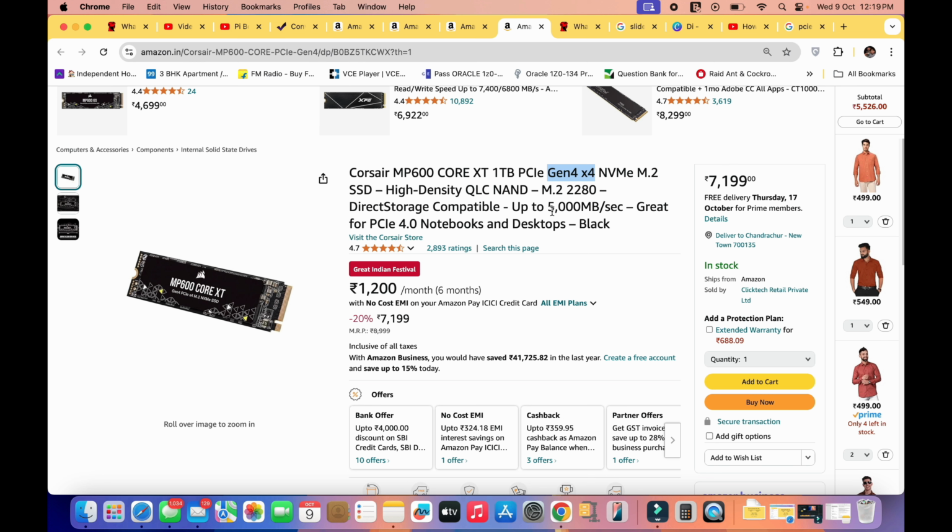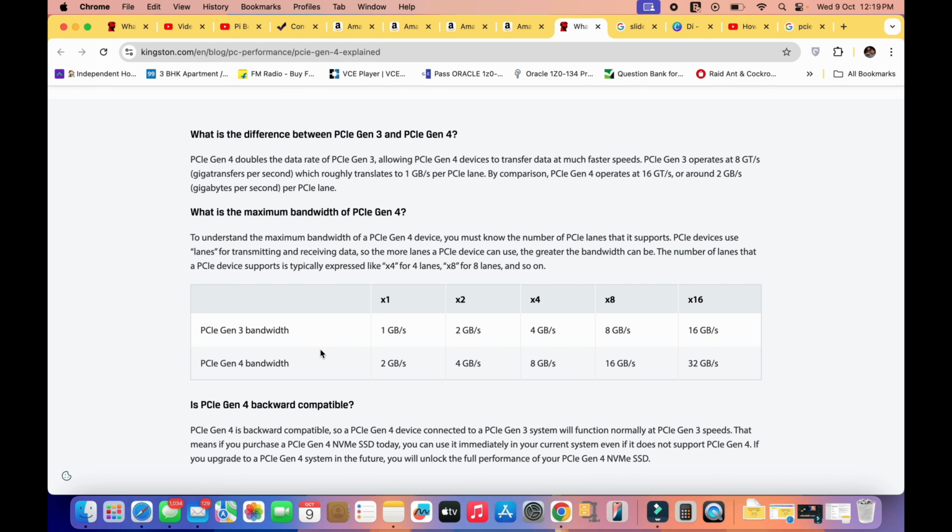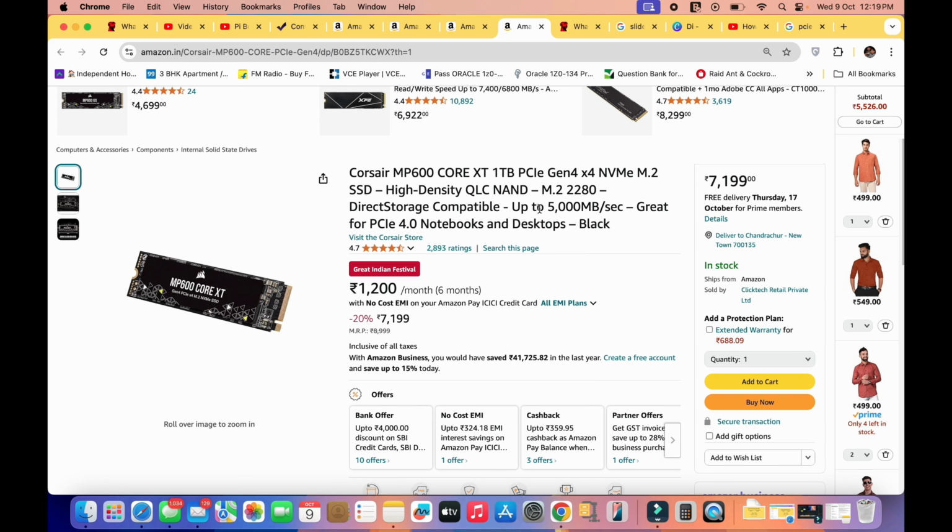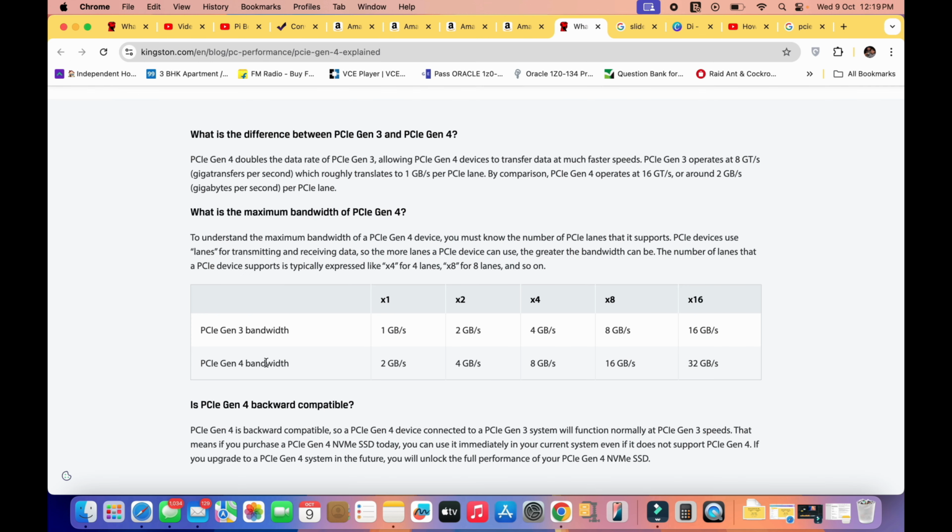Now I am not going to debate the speed, because on the Kingston side the speed has been mentioned differently. For this SSD card they are claiming 5 Gbps, which is way below what Kingston mentioned on their web page. But for illustration purposes, let us understand the difference between PCIe Gen 3 and PCIe Gen 4. In PCIe 3, with one lane you can achieve 1 GB per second, and PCIe 4 gives 2 GB per second, which is twice that of PCIe 3.